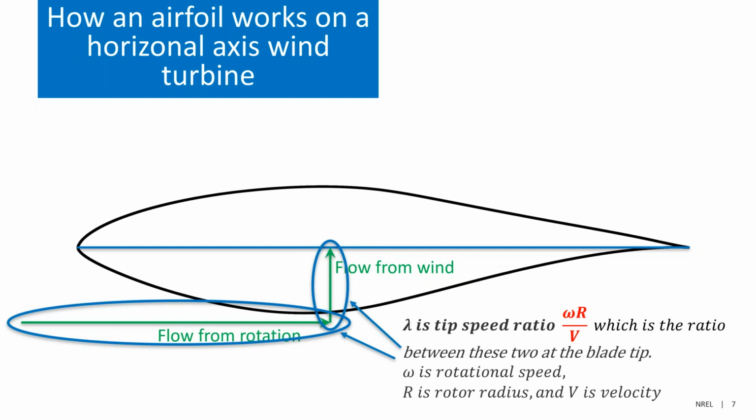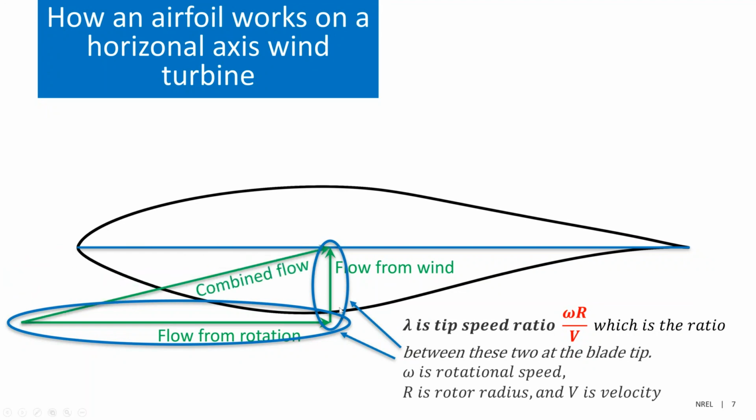We're going to define something here called lambda, or the tip speed ratio, which is the ratio between these two at the blade tip. It's the ratio between the speed of the flow that's caused by rotation and the speed of the flow caused by the wind. That's going to be important, so this parameter matters, so we're going to define it as the Greek letter lambda, and we're going to keep track of it as we talk.